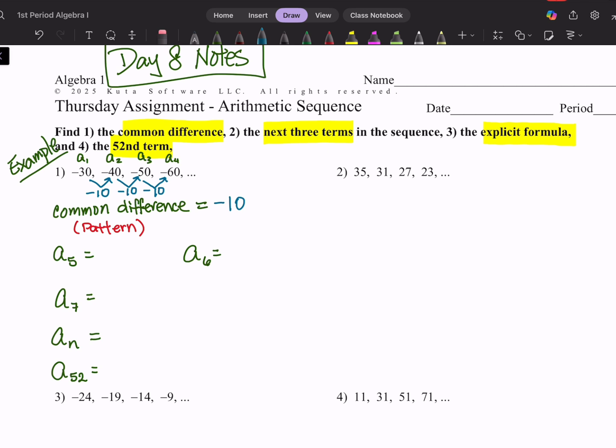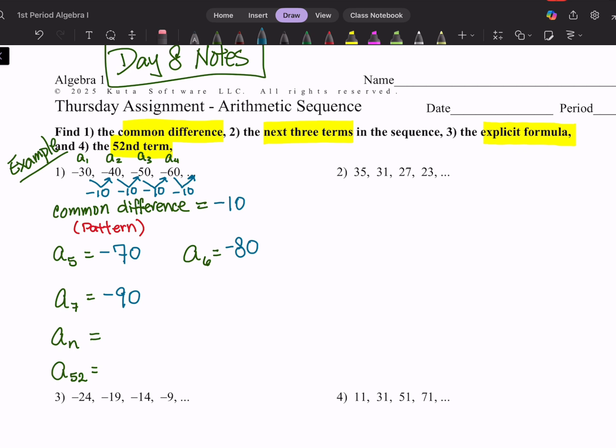Now, if my common difference is negative 10, to find the next 3 terms, I'm going to need to continue. A sub 5, that means the 5th term, I'm going to have to take negative 60 minus 10. That's going to give me my answer for a sub 5, which is negative 70. Take negative 70 minus 10. It's going to give me my answer for a sub 6. Negative 80 minus 10 is going to give me the answer for a sub 7. So you just listed out the next 3 terms in the sequence.